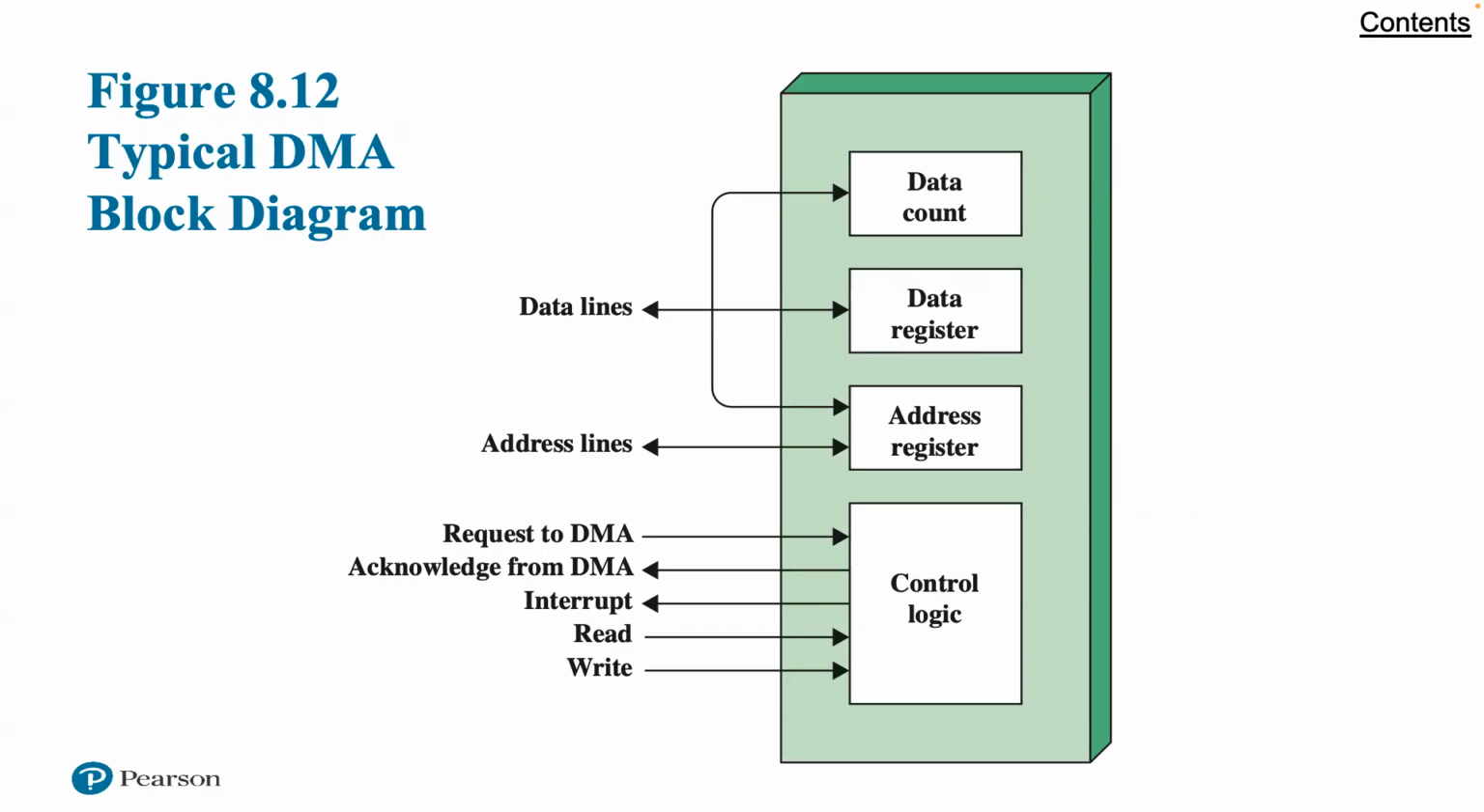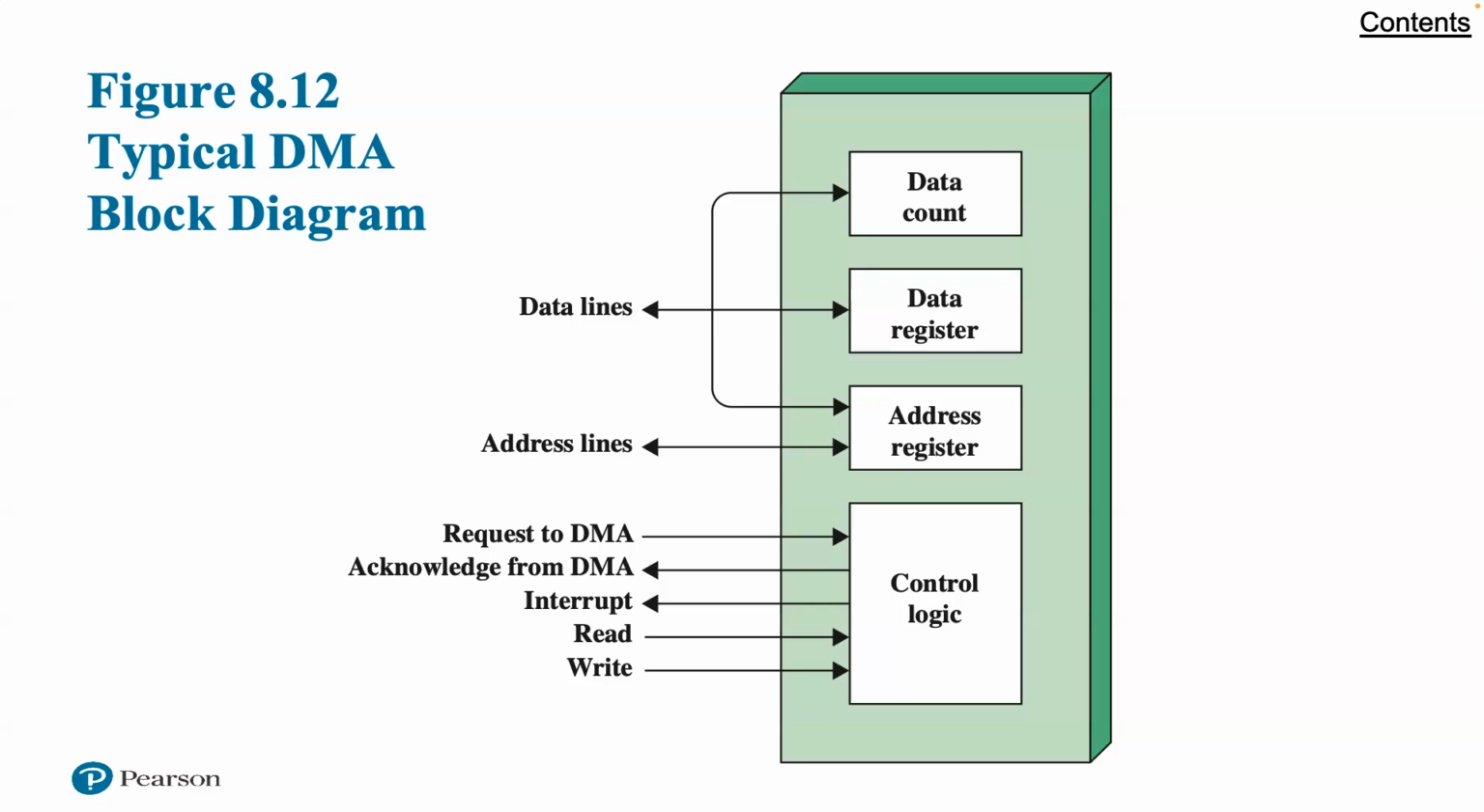For this purpose, the DMA module must use the bus only when the processor does not need it, or it must force the processor to suspend operation temporarily. The latter technique is more common and is referred to as cycle stealing because the DMA module in effect steals a bus cycle. When the processor wishes to read or write a block of data, it issues a command to the DMA module by sending it the following information.